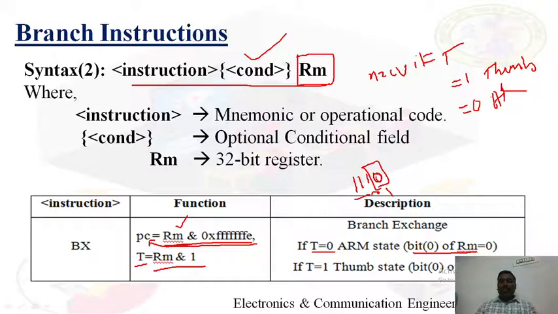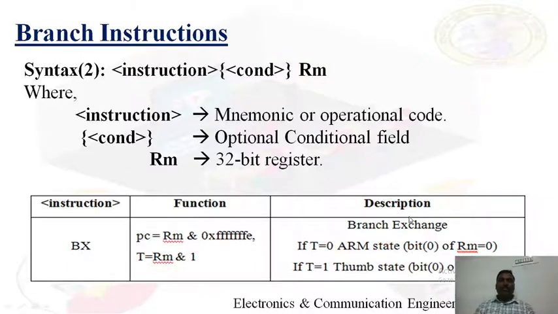If bit 0 of Rm is equal to 1, then 1 is ANDed with 1. What will you get? 1. So that is copied to T in the CPSR register. If T equals 1, we call it Thumb state, where all the instructions related to that program are converted to 16-bit workspace. Make it simple, because it looks complicated, but remember we need to change the state.